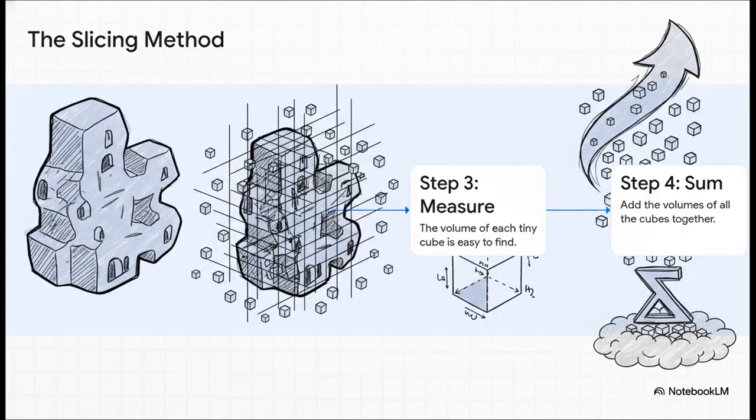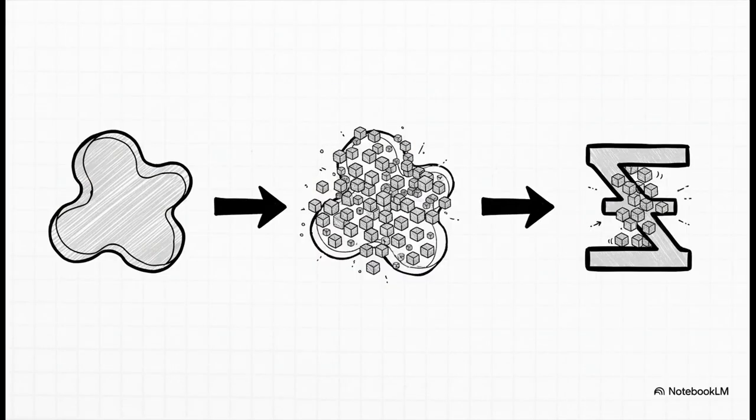That's it. So think about it like this. Step 1, you take our complex building. Step 2, you imagine slicing it up into an insane number of microscopic little cubes. Think of them like cosmic Lego blocks. Now, step 3 is easy, right? Finding the volume of one tiny cube is simple. Length times width times height. And finally, step 4, you just add up the volumes of all those billions and billions of tiny cubes. And believe it or not, that's the core idea.